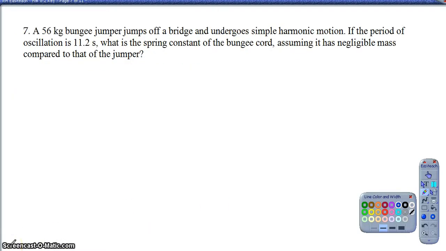Question 7 is really a pretty basic example of the equation for a spring system, right? So the period of a spring system we know is 2 pi times the square root of m over k. They give us the mass of the bungee jumper in kilograms, so we've got that, and they give us the period, right?